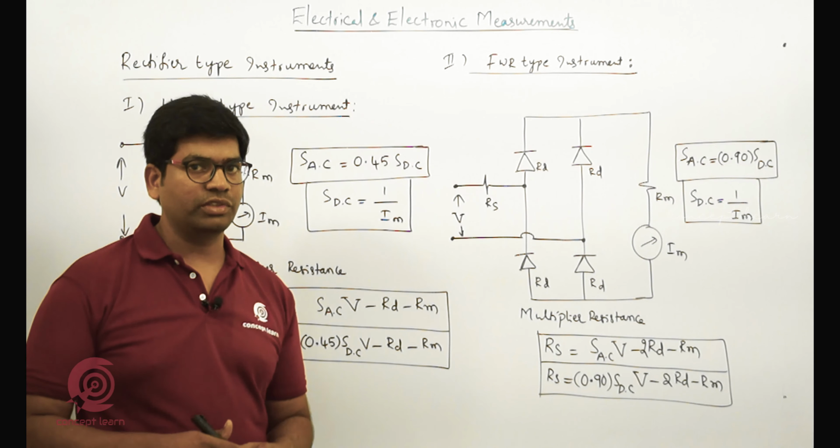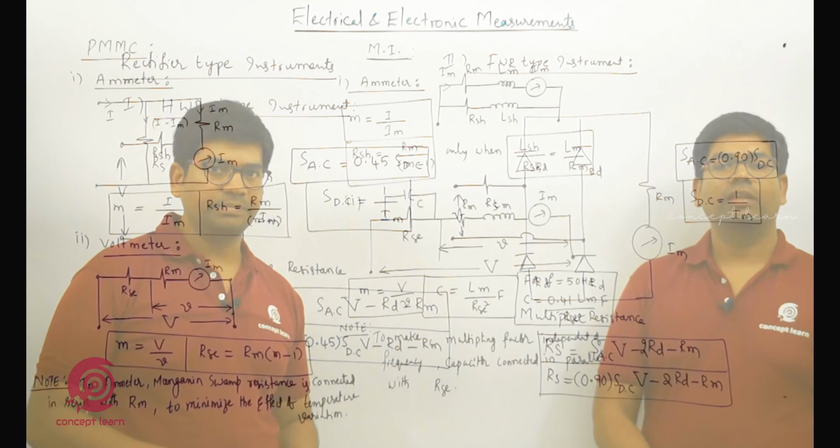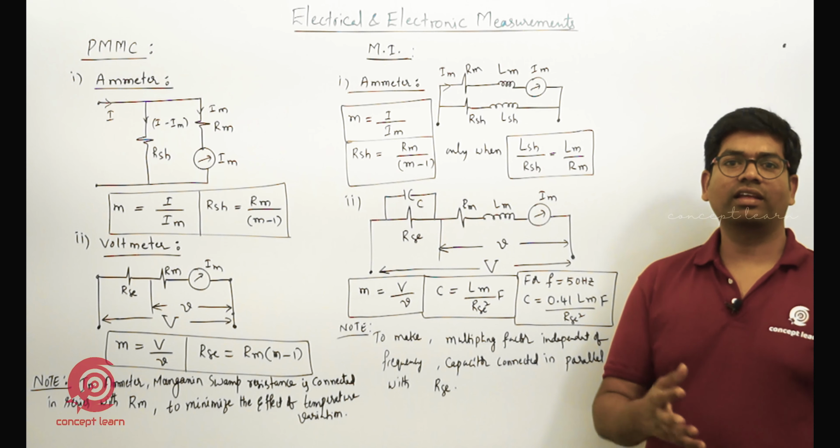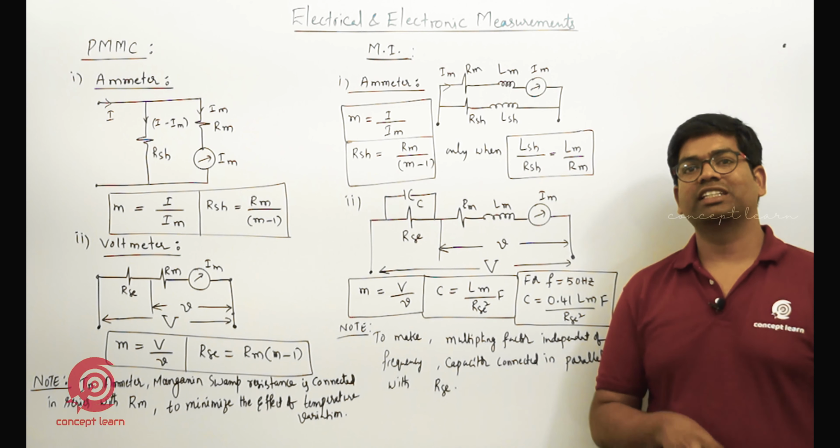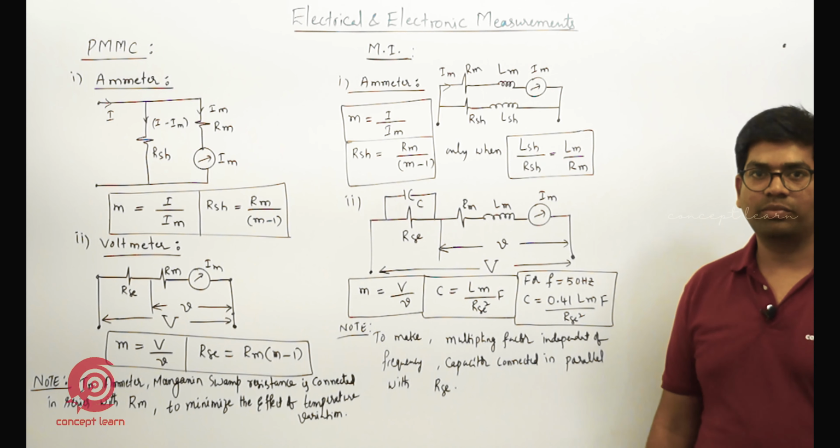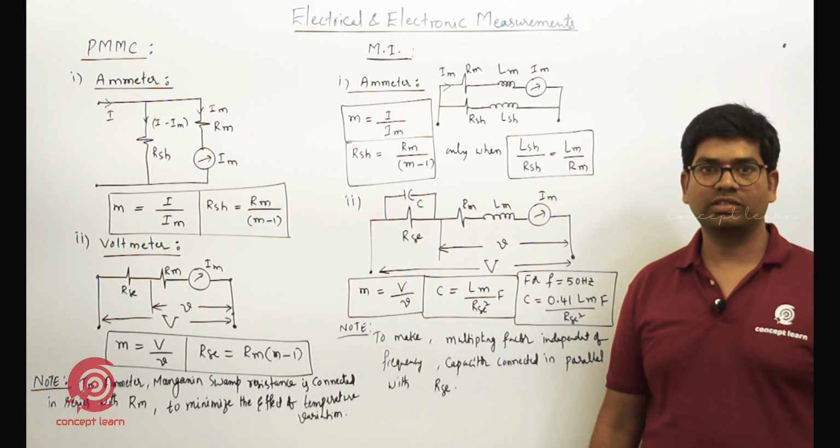We already have some questions, and we can even expect more from this area. Now we will see what the relations are for both ammeter and voltmeter, especially if the instruments are PMMC and moving iron type instrument.